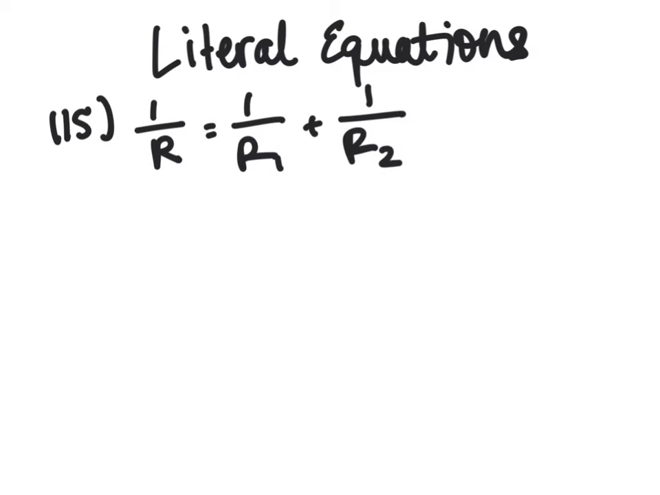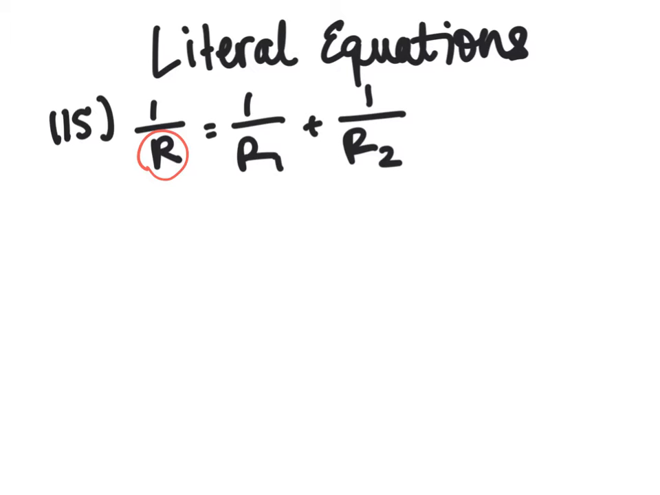Literal equations are just equations that have multiple variables in them. So generally when you're dealing with formulas and you have a lot of variables, you use all the same solving methods as normal equations. You're just going to have extra variables in your answer. Your goal is still just to isolate a variable. So in this case, we are trying to isolate r.